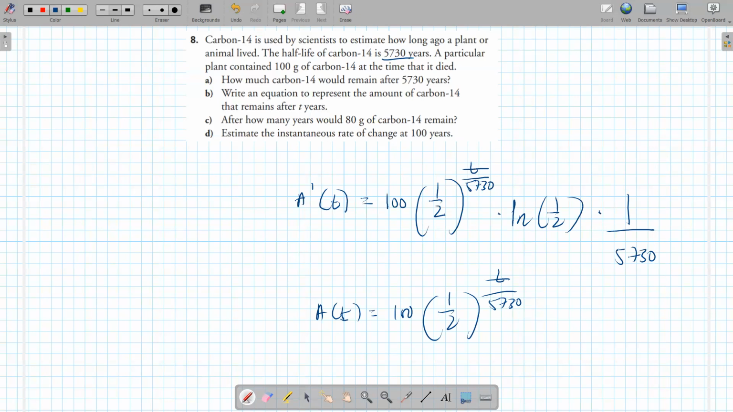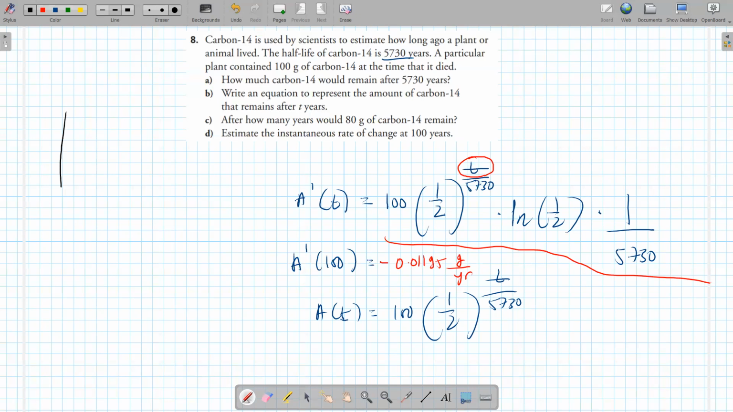So it says part D, estimate the instantaneous rate of change. So you find A prime of 100. All that means is you just replace t with 100 in this expression, and that will give you the answer. 100 times 0.5 to the power of 100 divided by 5730 times ln of 0.5 divided by 5730. The answer is negative 0.01195 grams per year. And that's the answer to part D.